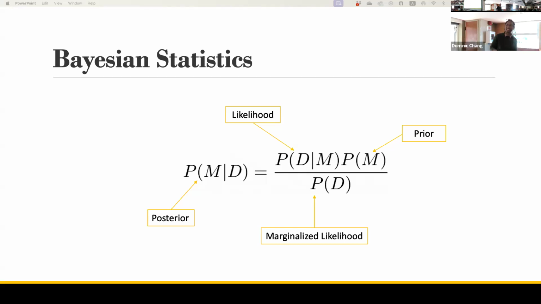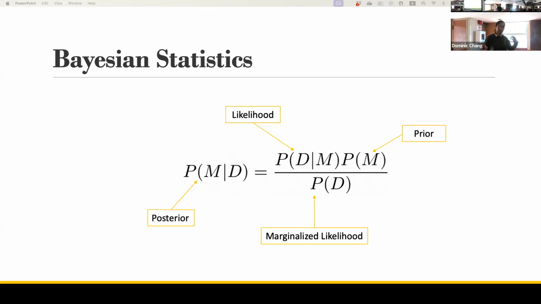That's all it says. There's nothing fancy there. But evaluating this problem ends up being hard, even though the statement itself is really simple. Each term in this statement has a name. The probability of the model given the data is called the posterior. The probability of the data given the model is called the likelihood. The probability of the model is called the prior.